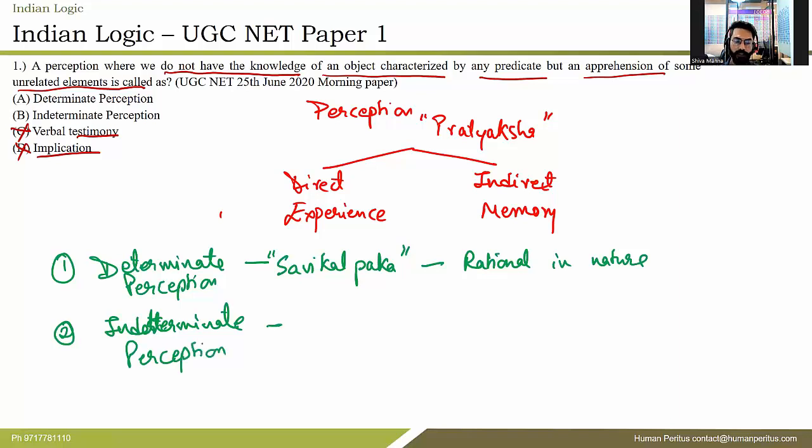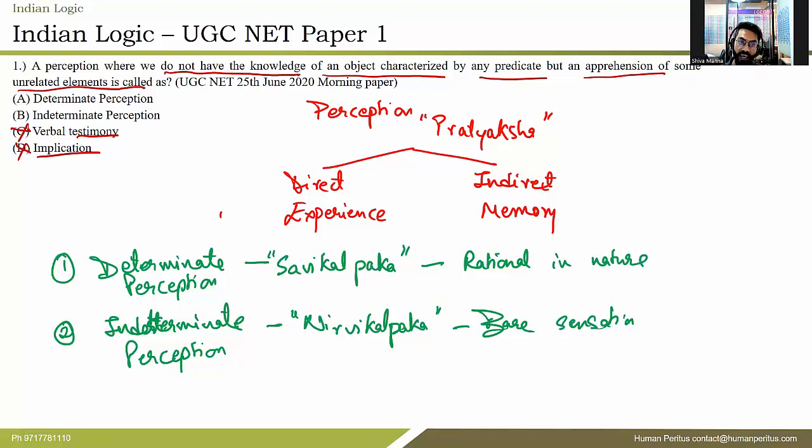And indeterminate perception is called nirvikalpaka. What does nirvikalpaka mean? It deals with bare sensation, or simple apprehensions of a particular object, which means the object is present without any characteristic features. It is psychological in nature.